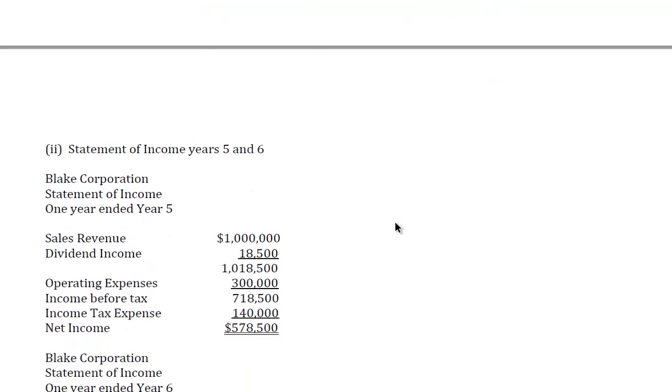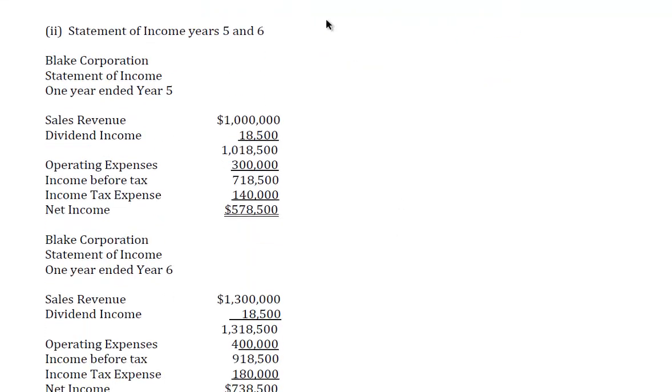So now if we were doing the statements of income, and I called it a statement of income because notice we don't have any comprehensive income here, unless Blake had some separately, but they didn't, okay? So I'm just making an income statement here for years 5 and 6. So to the sales revenue that Blake had for year 5, we add the dividend income to get total revenue, deduct our operating expenses at $300,000 and our income tax expense, and we get net income of $578,500.